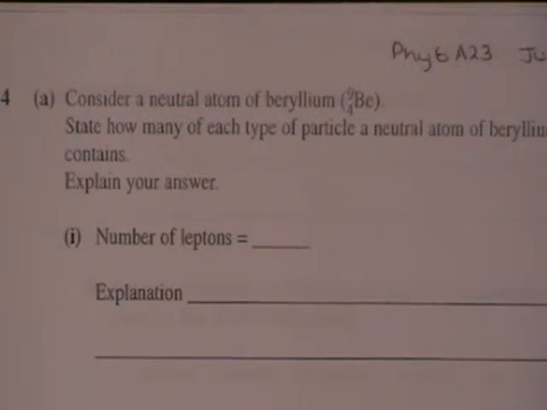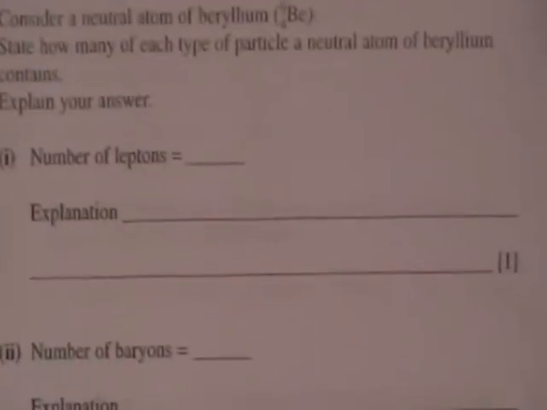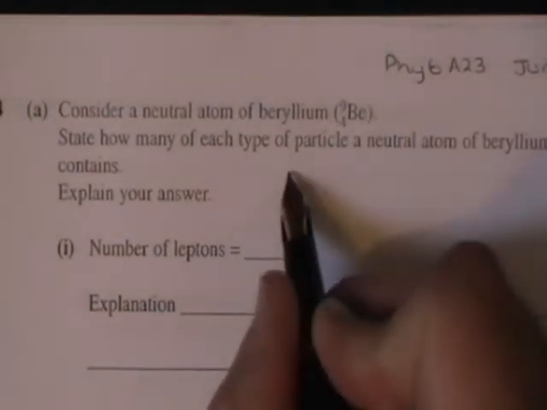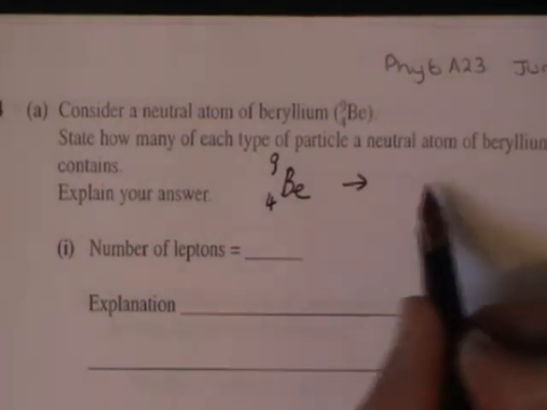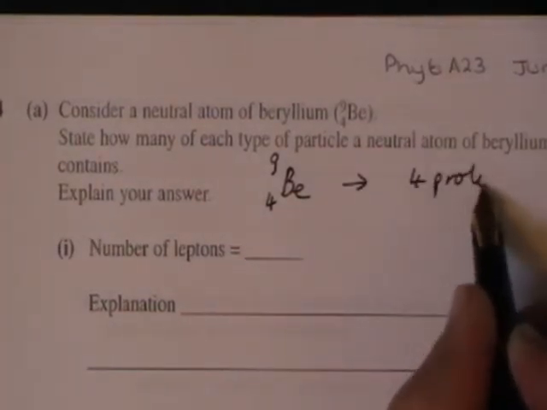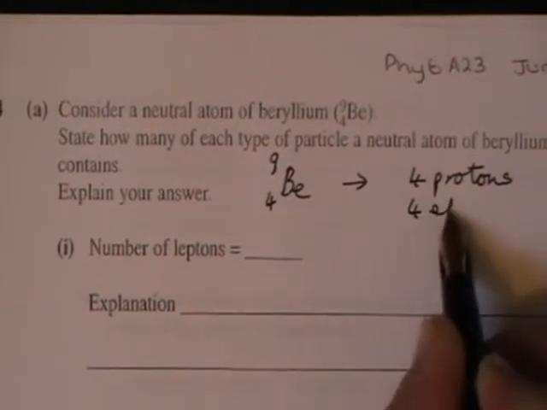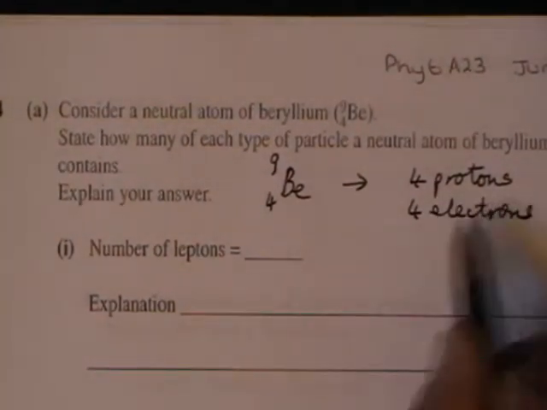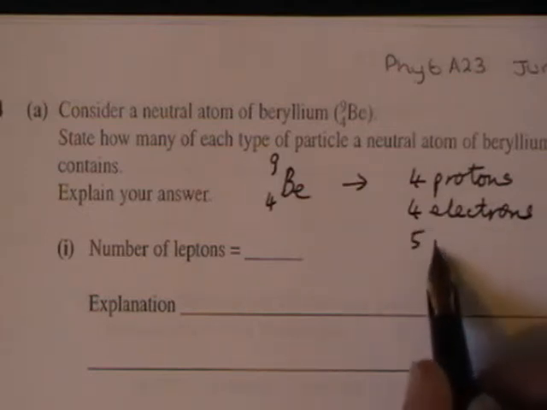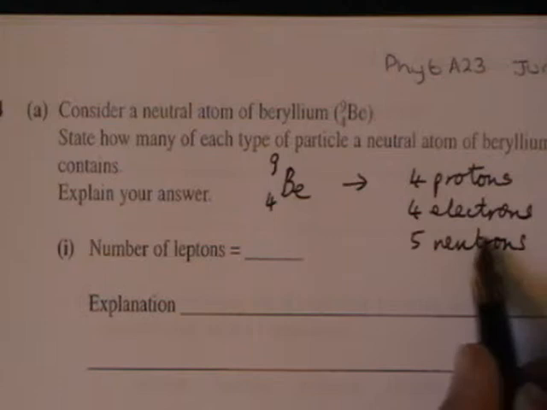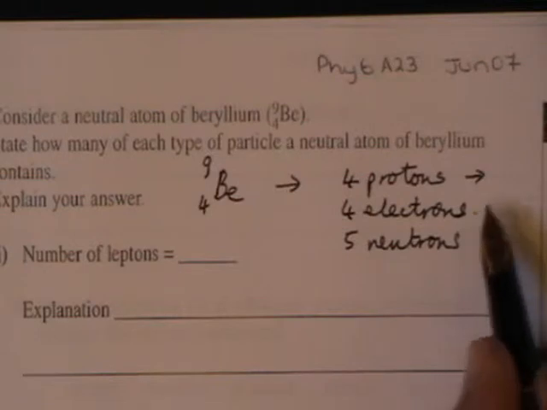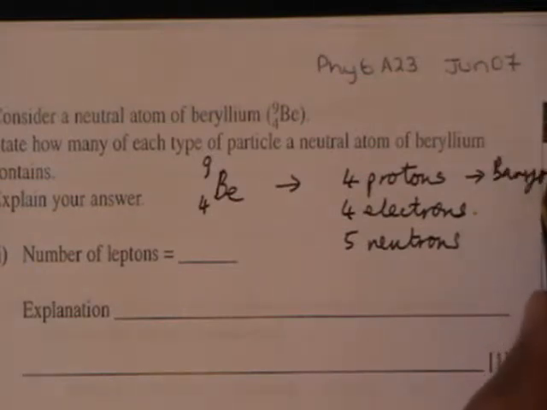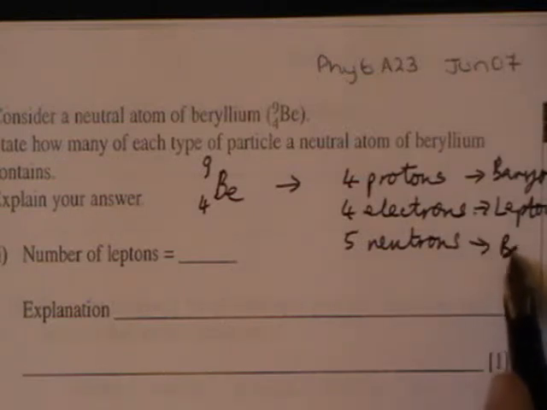Basically we're trying to identify what are leptons and what are baryons. If we consider beryllium-9, 4, what that tells us is we have 4 protons inside the beryllium atom, 4 electrons because it's neutral, and finally 5 neutrons. When we consider those particles, protons are baryons, electrons are leptons, and neutrons again are baryons.